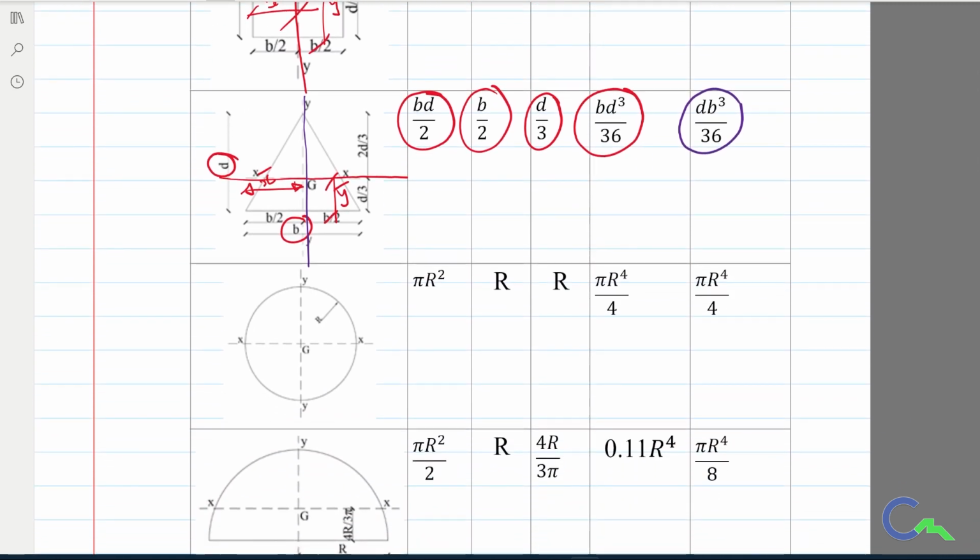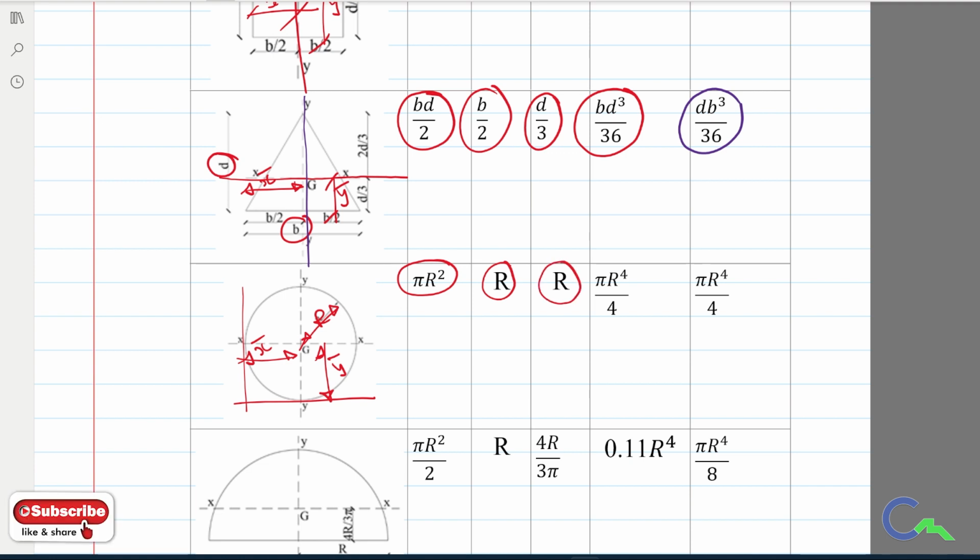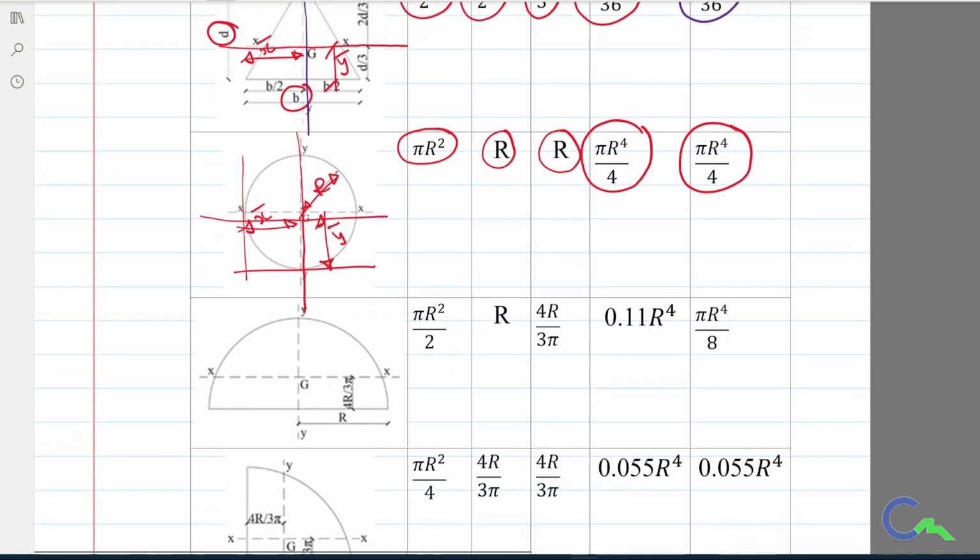Then if I consider a circle of radius r, then the area of the circle I can call it as pi r square, and x bar distance, that is r, and y bar distance I can say it is r. Then moment of inertia about the horizontal centroidal axis, that is Ixx, is pi r to the power 4 divided by 4, and about the yy axis, that is pi r to the power 4 divided by 4.